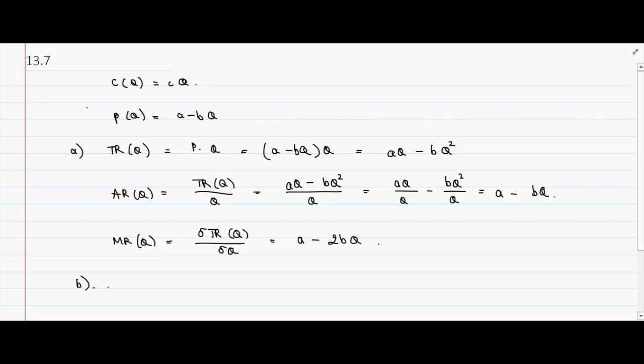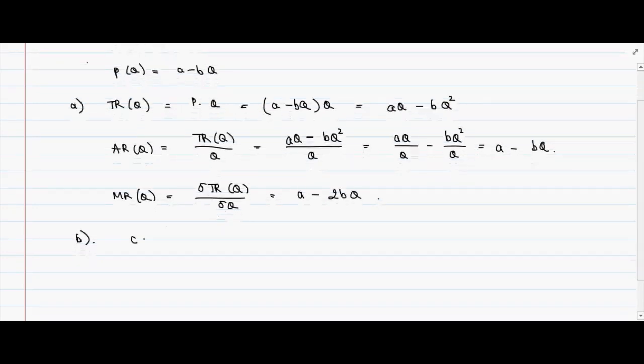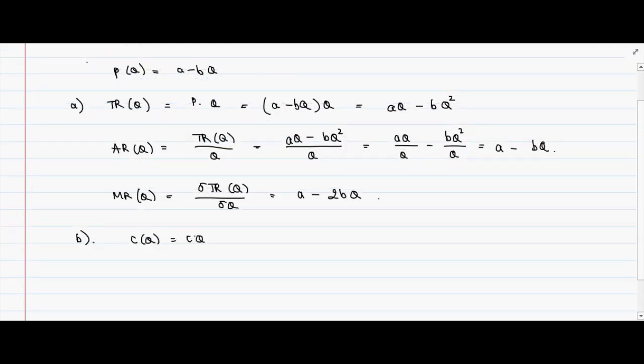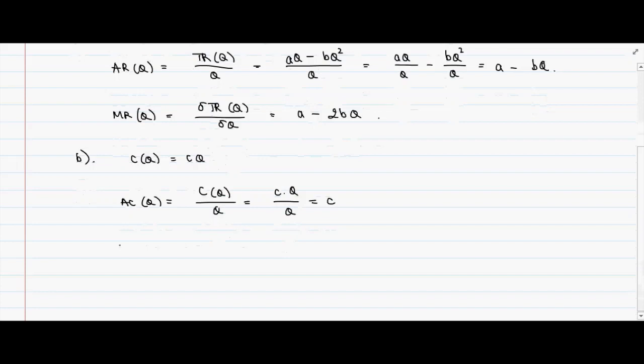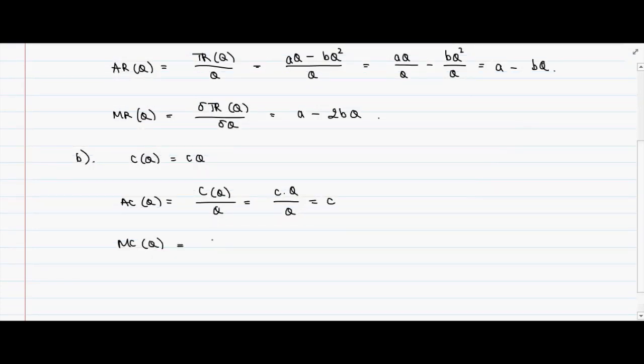Alright, part B is asking you to find the firm's average and marginal cost function. We are given the total cost function C equal to C times Q, so the average cost function is going to be very straightforward. It's just going to be the total cost function divided by the total quantity. So C times Q divided by Q is going to give me C. The average cost is constant and equal to C. And marginal cost is just going to be the differential of the total cost function with respect to quantity. If I differentiate this with respect to Q, I get C as well, which is a constant.